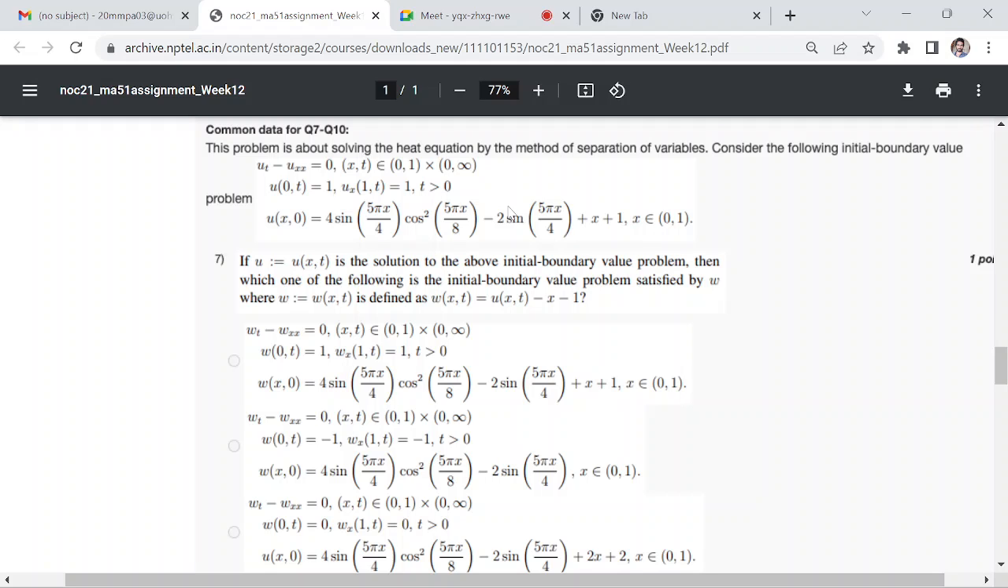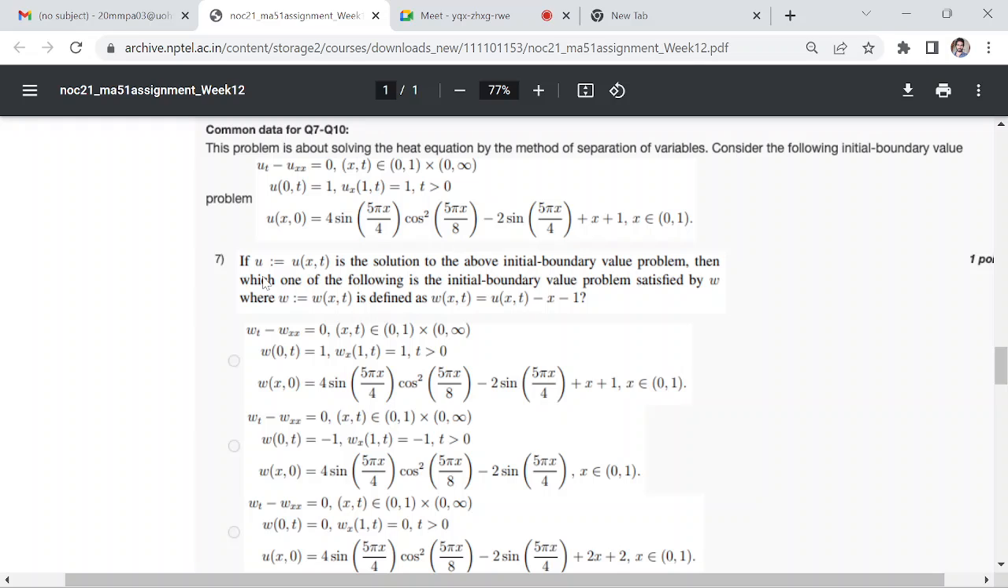Okay, so I am solving problem number 7. The problem is about solving the heat equation by the method of separation of variables. The boundary value problem is ut minus uxx is 0 when x, t lies in open (0,1) cross (0, infinity), u(0,t) is 1, ux(1,t) is 1. That is, one condition is Dirichlet and one condition is Neumann boundary condition. And initially u(x,0) is 4 sine 5 pi x by 4 into cos square 5 pi x by 8 minus 2 sine 5 pi x by 4 plus x plus 1, x in the open interval (0,1).